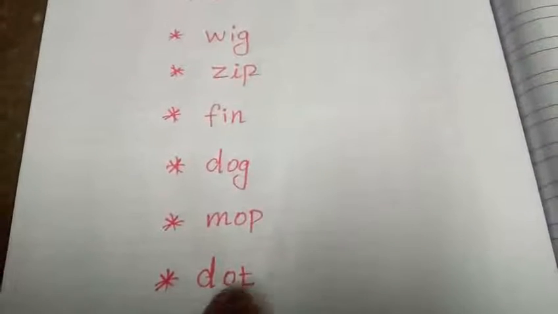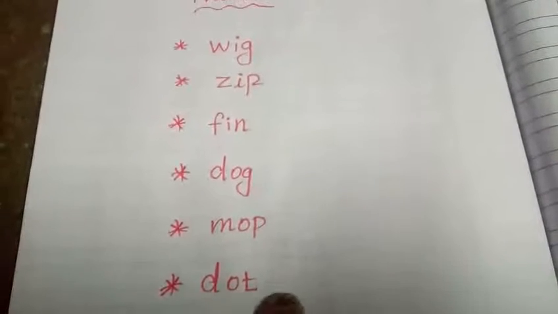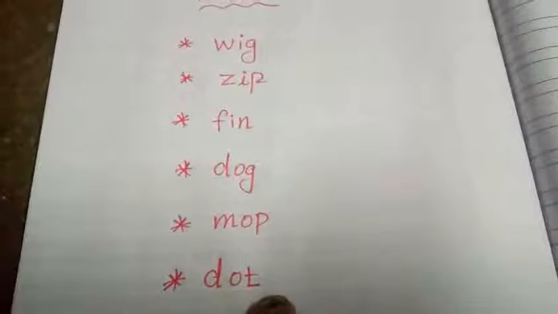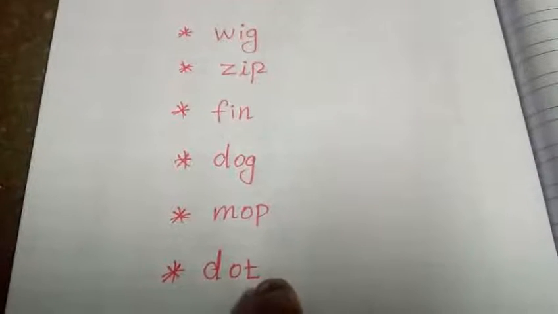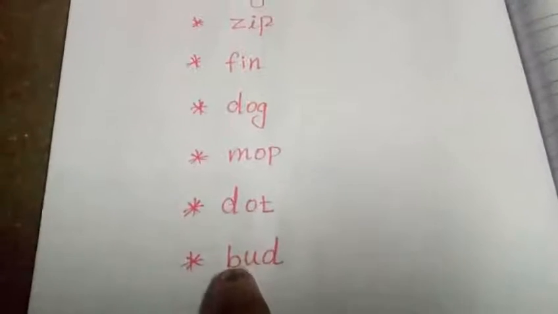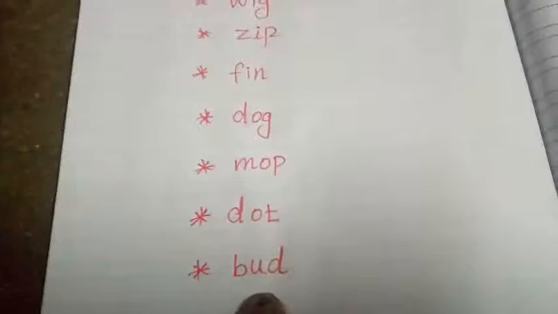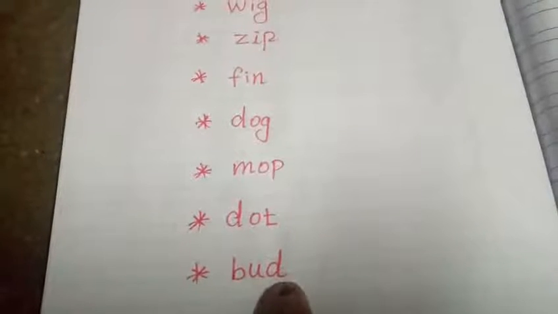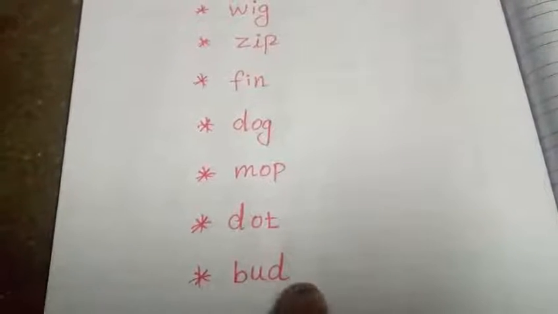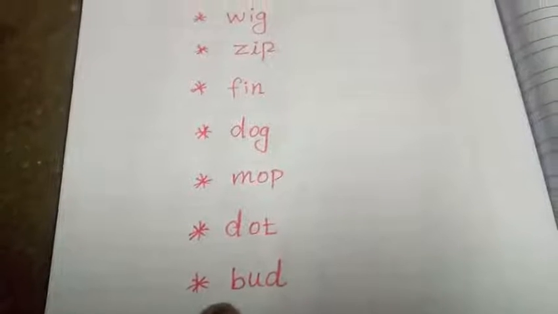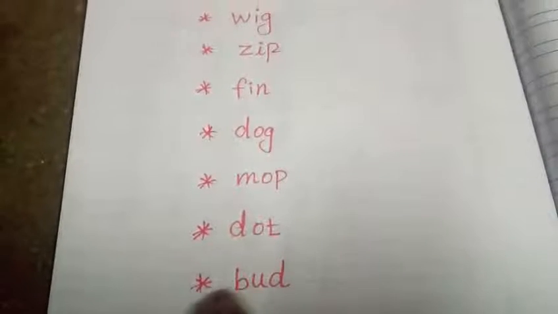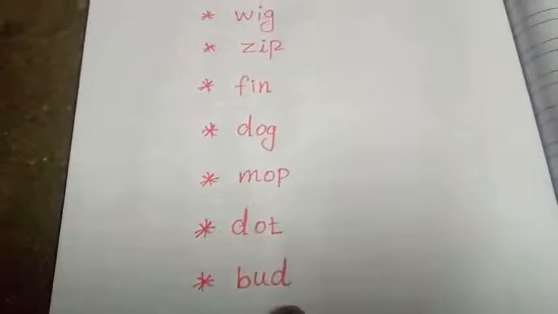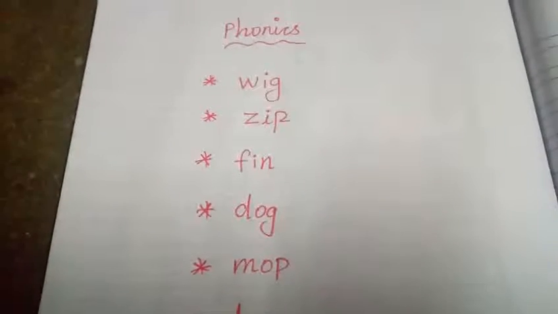Okay. Next, D, O, T. Dot. Next, beginning sound B, middle sound U, end sound D. Bud. So, my dear children, shall we read fastly from this?